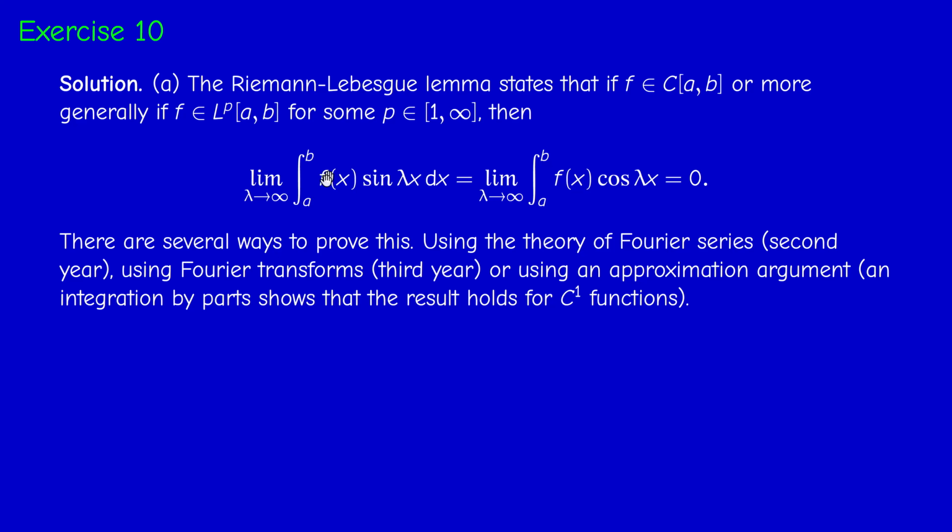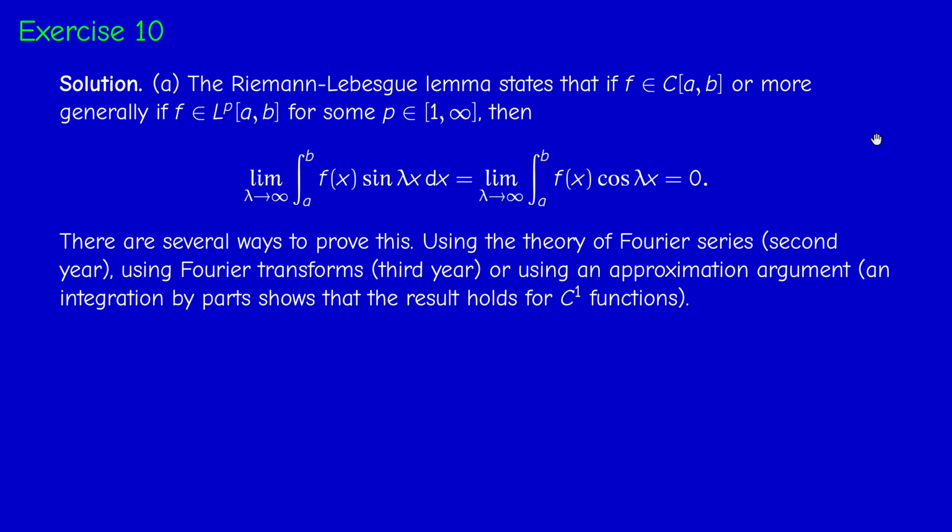And now if you assume here that f is C1, you can integrate by parts. When you integrate by parts, you have to differentiate f and integrate sine lambda x, you get cosine lambda x over lambda. And when you do this, you find that you get something that tends to 0. Same thing for here. And then you may use the approximation argument. So if this is true for C1 maps, it's true for C maps, for continuous maps. And we have something similar in the L^p norm, actually. Okay, so this is the idea.